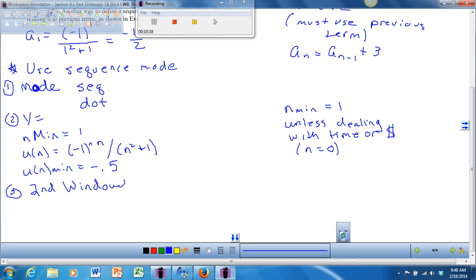All right, and then finally, before I go look at my table of values, I want to look at my table settings. So do second window and go to table set, I think is what it says, right? And generally speaking, if you want to see your whole sequence, you set your table start to 1. And what's next? What's after table start? Table step. Step will be integers as well, so step will be 1. And I would say put your independent variable on auto. Okay, and then go look at your table, which is second graph.